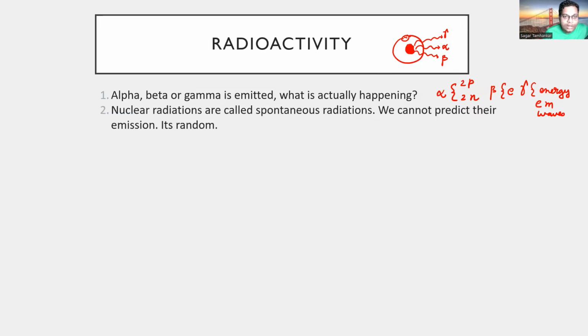Fine. Now, nuclear radiations are spontaneous radiations. The word spontaneous means you cannot predict the emission. It is random. When you have a radioactive nucleus, emit means giving out, like the sun emits light. So you know that the nucleus gives out alpha, beta, gamma radiation, but you cannot be sure that now it will give out alpha, now it will give out beta. You cannot predict that.